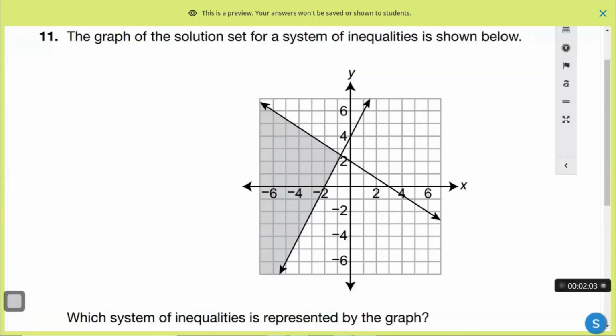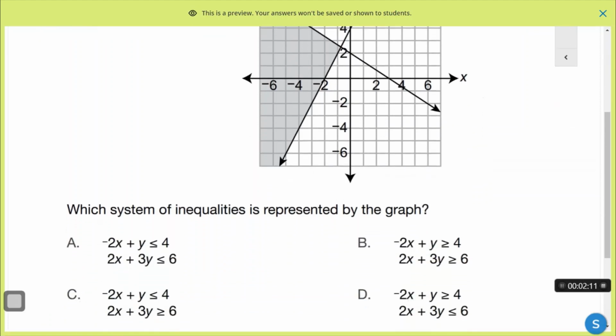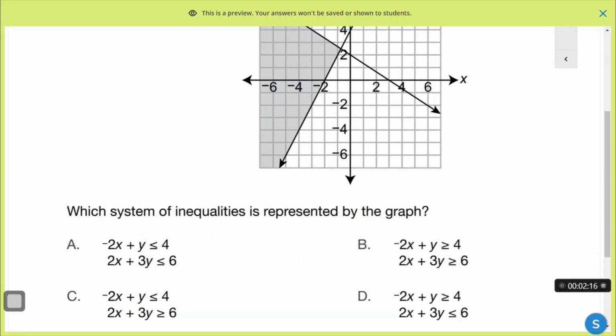Question 11. The graph of the solution set for a system of inequalities is shown below. Which system of inequalities is represented by the graph? And if I scroll down, I can see my different options there. All right, and those are the 4 options that we have for our system of inequalities. And the problem is that none of them are solved for y. That means I can't just plug them into my graphing calculator.